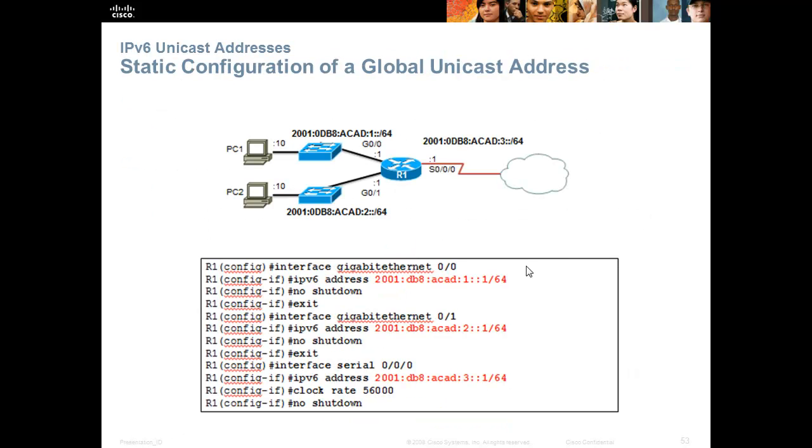Configuring a static global unicast address is pretty easy on a Cisco piece of equipment. You just get into the interface and do an ipv6 address, then type in the address statically, do a no shutdown to turn it on, and you're set and ready to go.